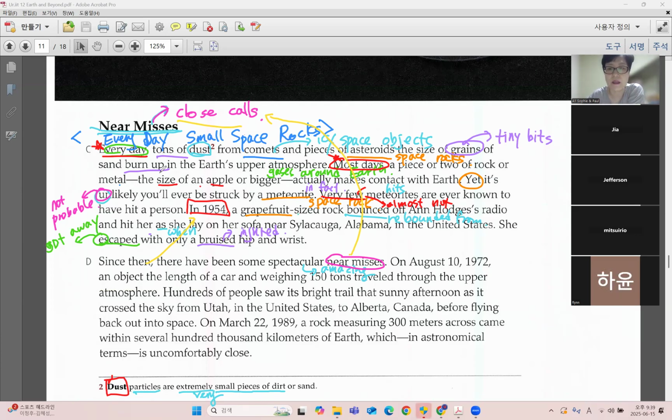On August 10th, 1972, an object. What is an object? It's a kind of a piece of rock or metal, the length of a car, and weighing 150 tons, moved through the upper atmosphere. Hundreds of people saw its bright trail. What is a trail here? What is a bright trail here? It's a streak. That sunny afternoon, what does as mean? When?